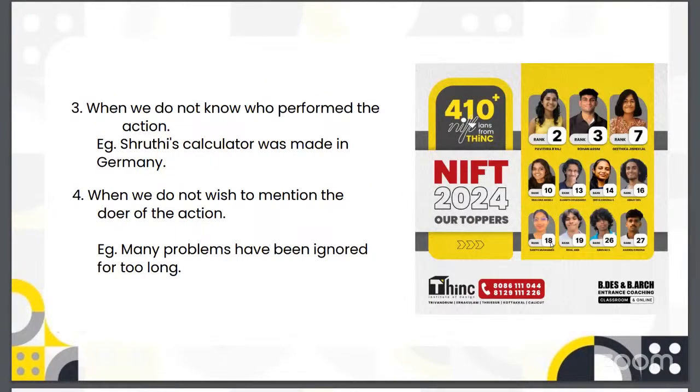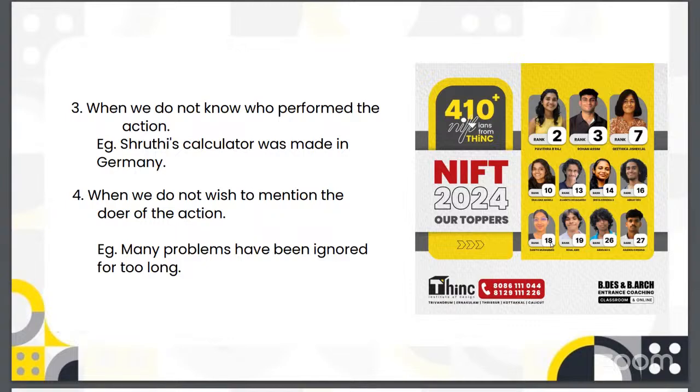When we do not know who performed the action, then we normally use the passive voice. For example, Shruti's calculator was made in Germany. So in Germany, it is in a factory that Shruti's calculator is made. We do not know in which factory it was made and by whom, because a lot of people are involved in it. So then we normally use the passive voice. Shruti's calculator was made in Germany, because we don't know who made it.